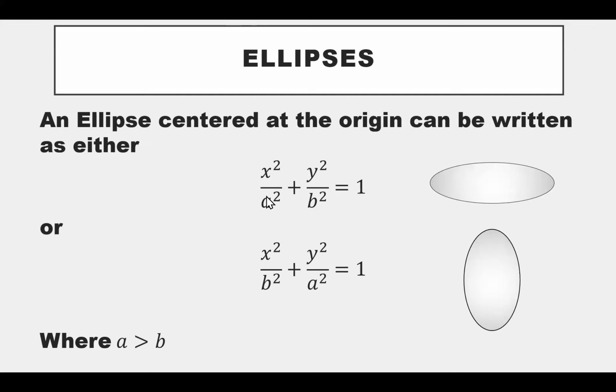If that bigger number is underneath the x squared part, then the ellipse is going to be stretched out more in the x direction than it is in the y direction. On the other hand, if the a squared is underneath the y squared part, then the ellipse is going to be stretched out more in the y direction as opposed to the x direction. So whichever variable has the bigger number below it is going to determine the stretch of the ellipse, whether it's stretched more left and right or stretched more up and down.